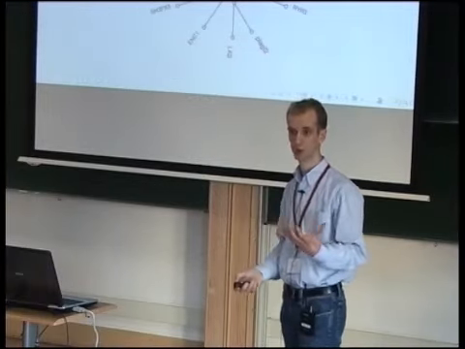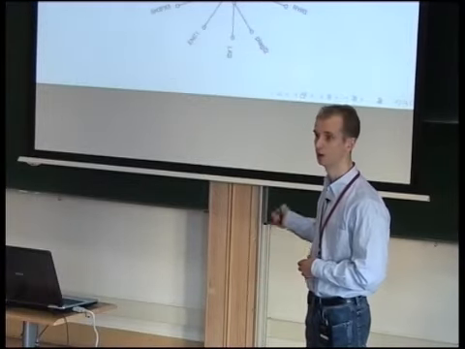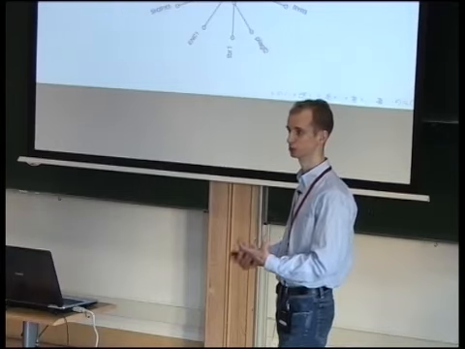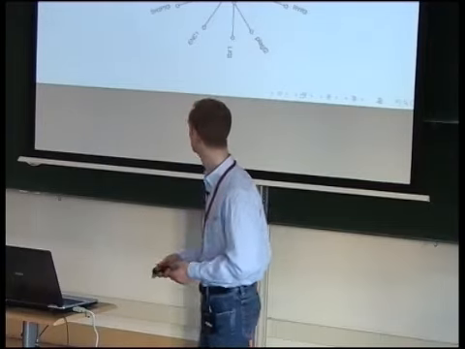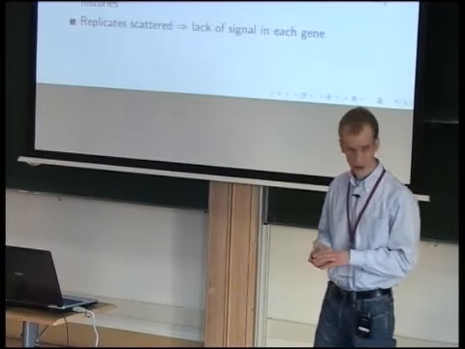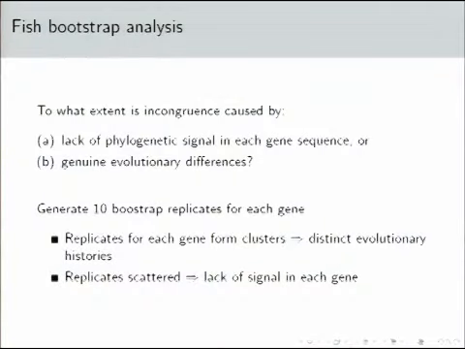So at the very worst situation, you'd actually have a star phylogeny here, which would show a maximum degree of conflict between your different gene topologies. So it's interesting to ask the question, to what extent is this incongruence caused by a lack of phylogenetic signal in each gene sequence, or whether there are genuine evolutionary differences between these genes?